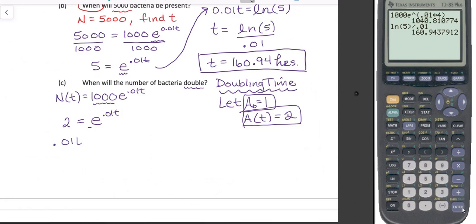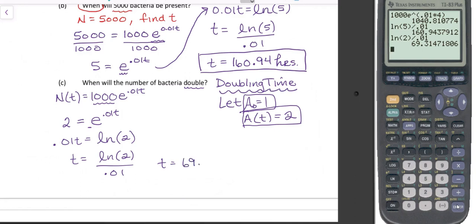So I've got 0.01t, the exponent, equals the log, and again it's natural log because my base is e, and my argument is 2. So my time is going to be whatever the natural log of 2 is divided by 0.01. So onto my calculator, I've got the natural log of 2, and again make sure you close that parenthesis before you divide by the 0.01, and I end up with a time value of 69.31 if we go to the hundredths place, and again that time was in hours.